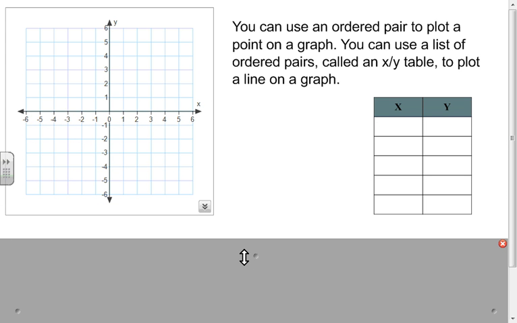You can use an ordered pair to plot a point on a graph. Ordered pair has two things to it. It has an x and a y. If you've ever played Battleship before, you know how to graph a point. The x part always comes first. The y part always comes second. You can use a list of ordered pairs to make what's called an xy table. That's this thing over here. You're going to use lots of xy tables this year in order to turn points, ordered pairs, into lines on a graph. Show an example of that.